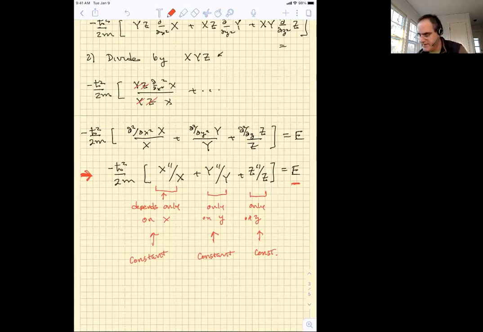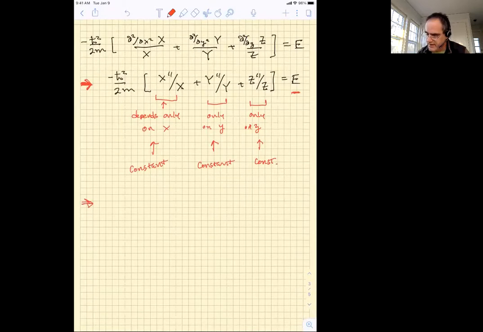And so that would mean that the value of the first term, x double prime divided by x, actually can't depend on x. Because if it did, the formula would no longer be valid when we change from one point in space to another. But since it has to be valid everywhere, that term must be constant. And likewise for the other terms. Okay?